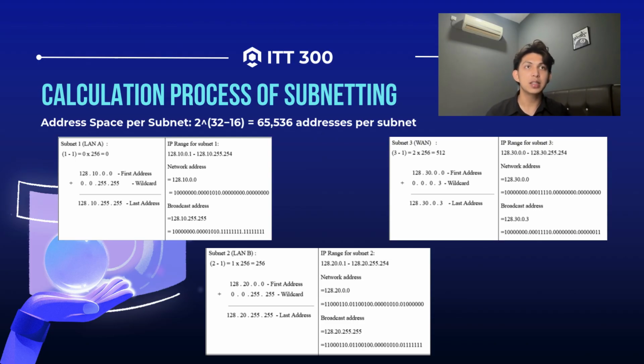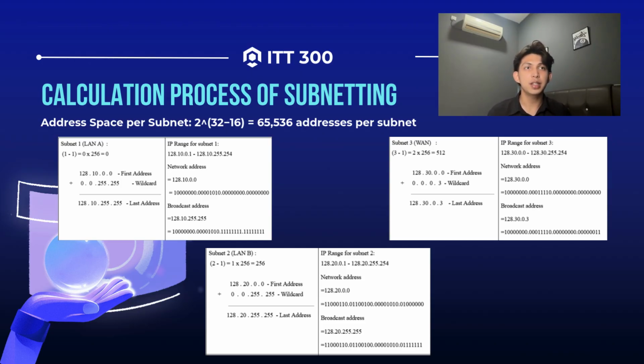Next is our subnet 2, which is LAN B. The calculation mirrors the first network. Starting the network address at 128.20.0.0 and adding 0.0.255.255, which is the wildcard, we establish the broadcast address at 128.20.255.255. This sets our valid host assignment range from 128.20.0.1 to 128.20.255.254.